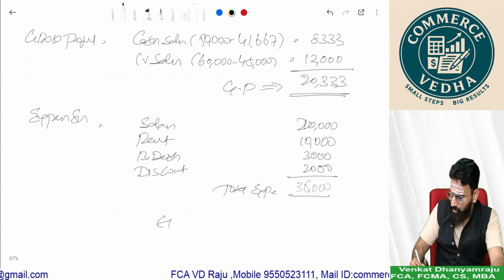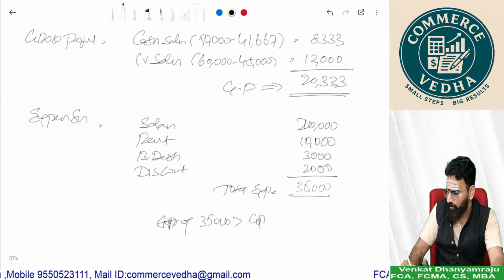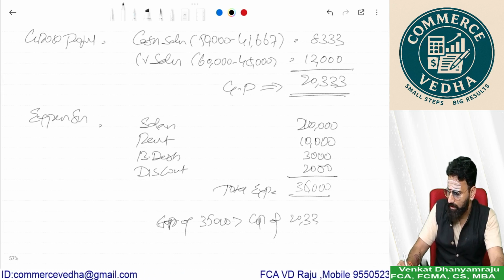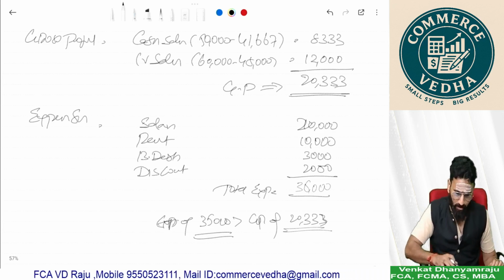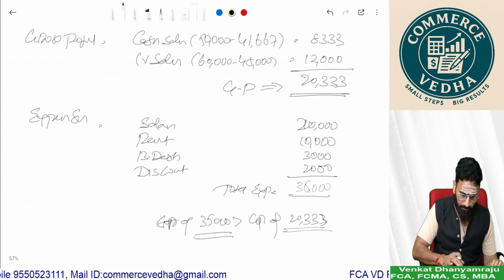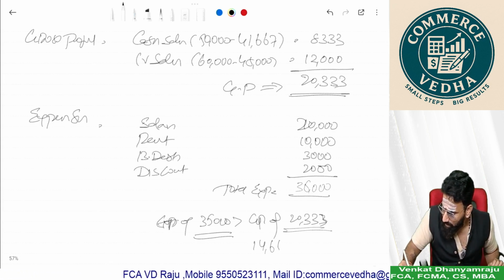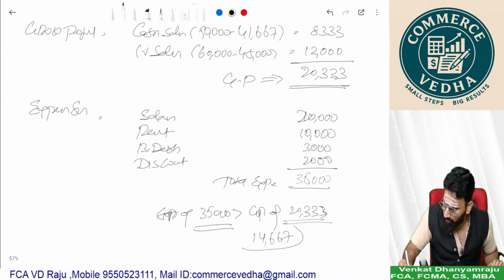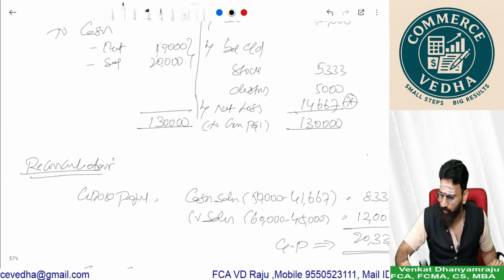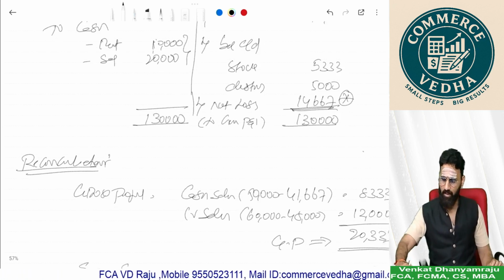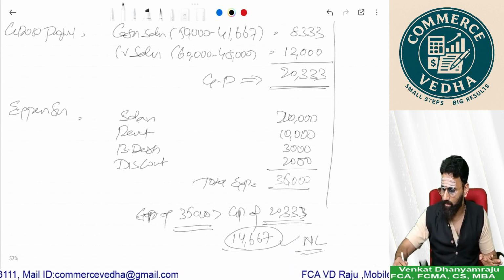So expenditure of 35,000 is greater than gross profit of 20,333. If I compute this difference, it is 14,667, which is my net loss. If you see here, my net loss is 14,667. This is the reconciliation to check whether my answer is correct or not.